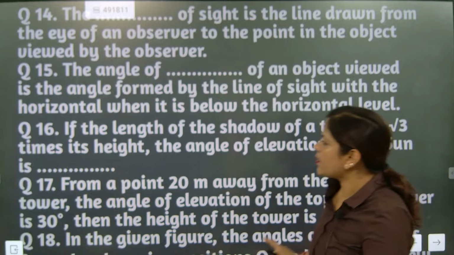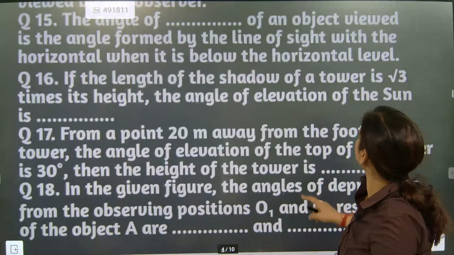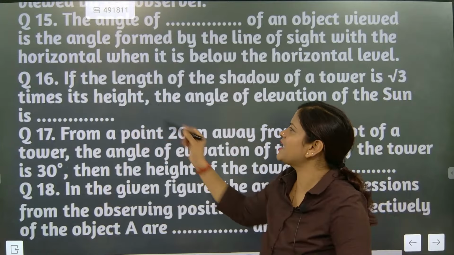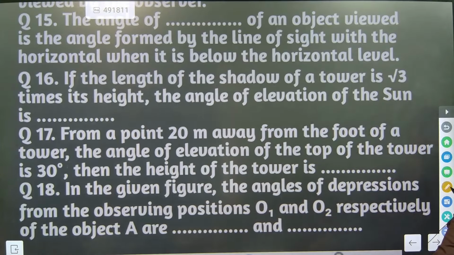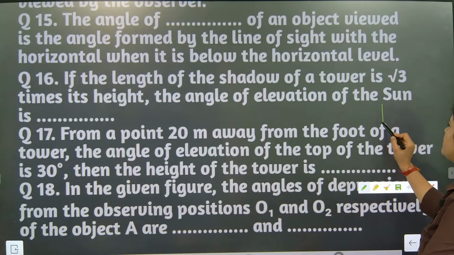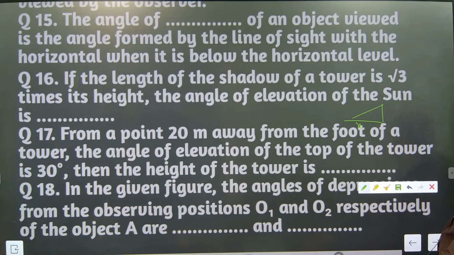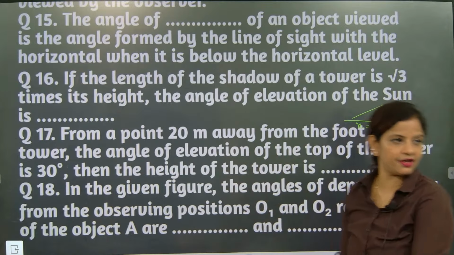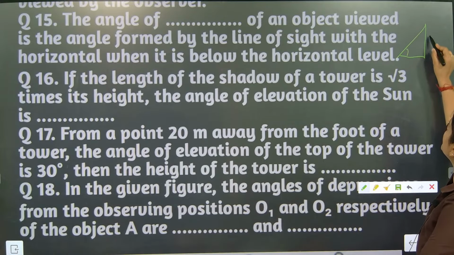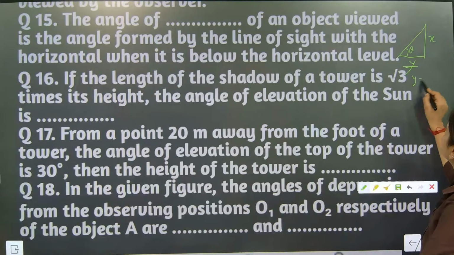Now next question, beta. Solve this question. If the length of the shadow of a tower is root 3 times its height, the angle of elevation of the sun is? Length of the shadow means what? Let x be the height. The length of the shadow is root 3 times its height. Look at this, this is x and this is root 3x and this is theta.